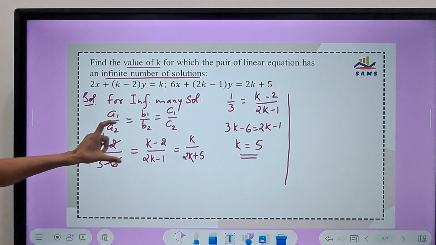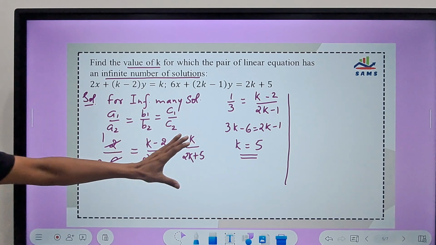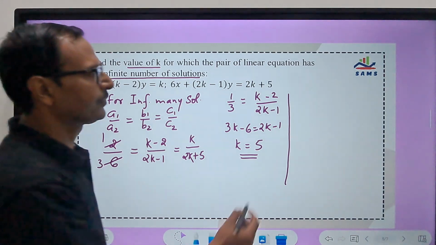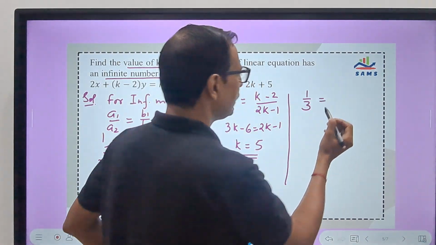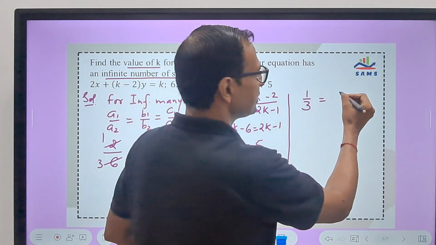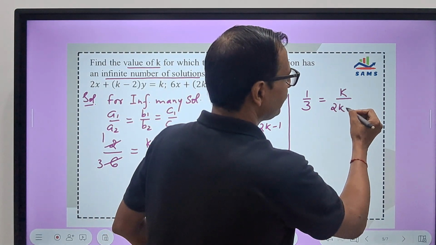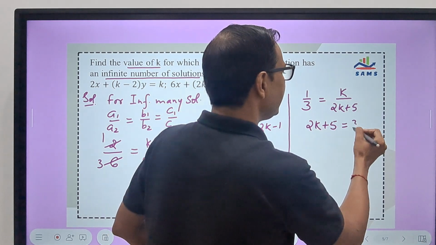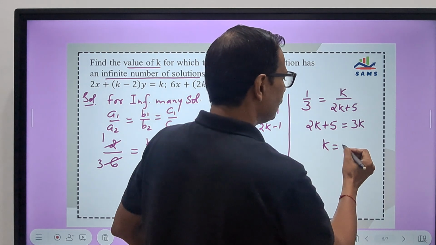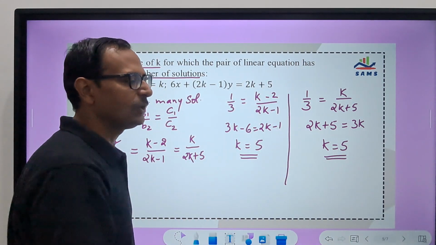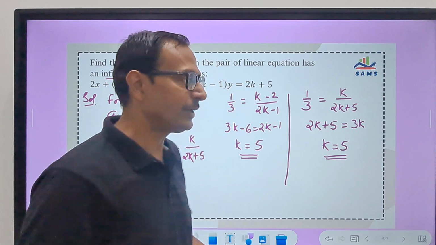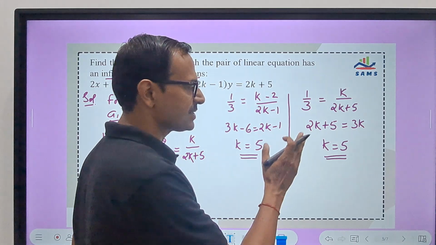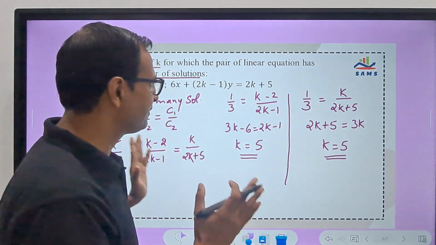Now you can equate first and third, or you can do second and third. First is easier, 1 by 3 is easy to handle, so I'll take 1 by 3 again here and equate it to the third one, k upon 2k plus 5. Now if you cross multiply this, you will get 2k plus 5 equals 3k, and so again k equal to 5. See, from both sides you get the same value, k equal to 5, and the common value of these two will be your final answer, which is k equal to 5 in this case, right?